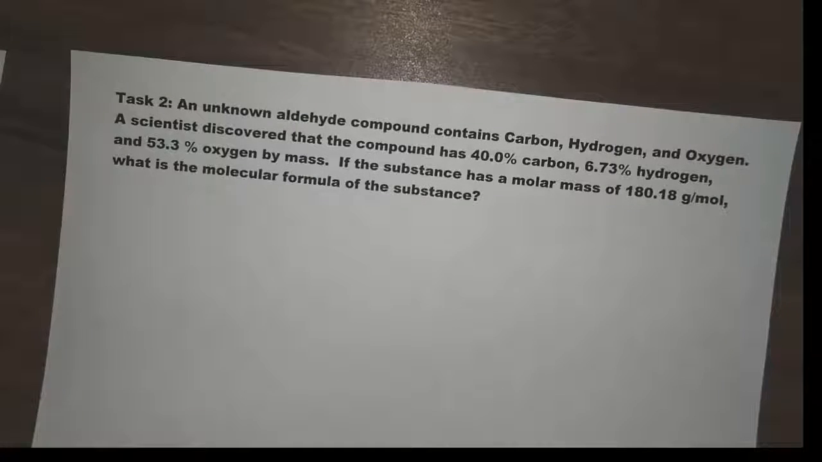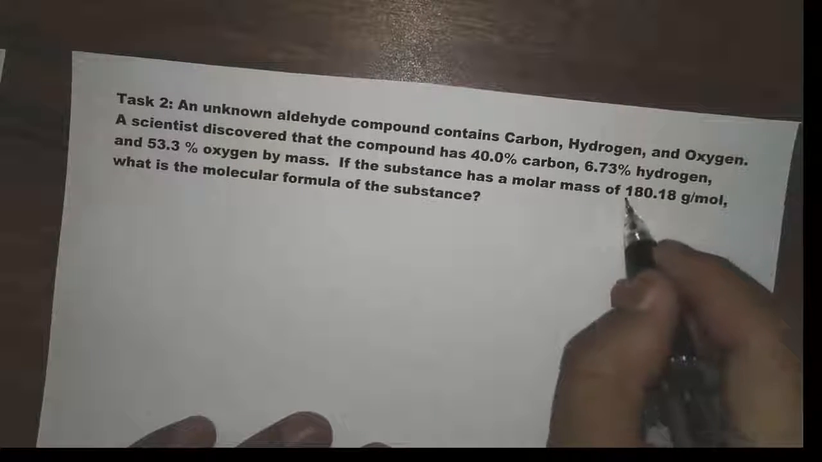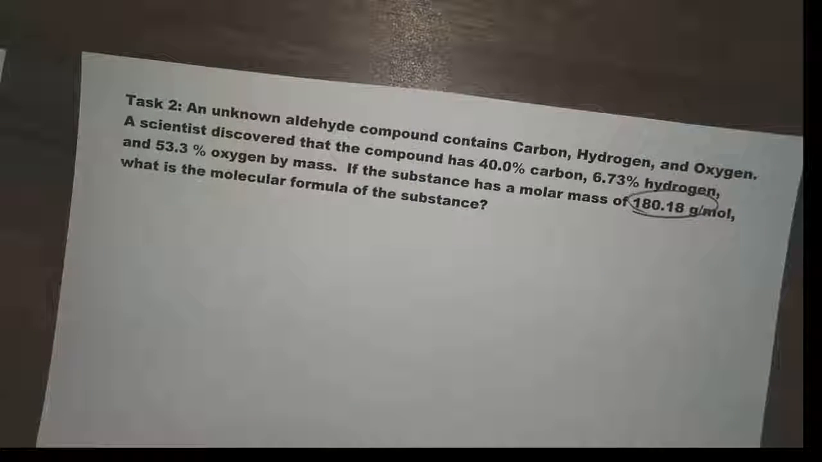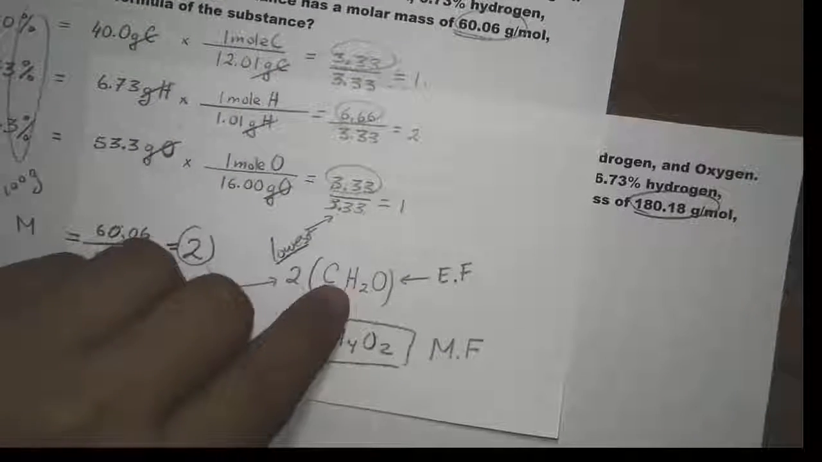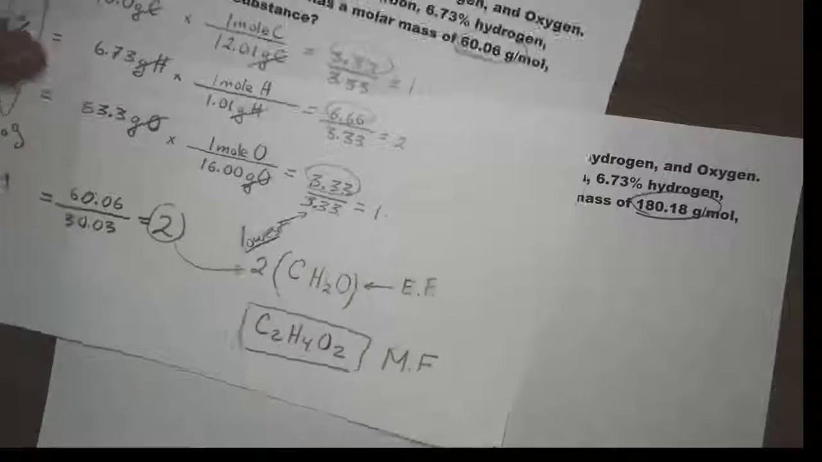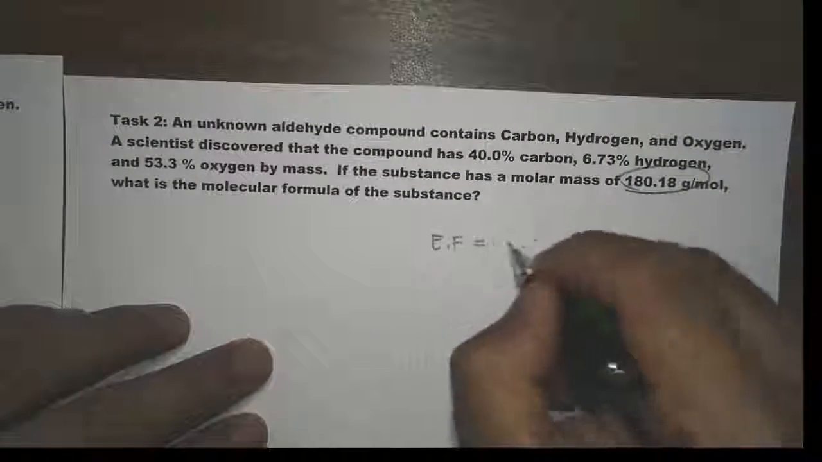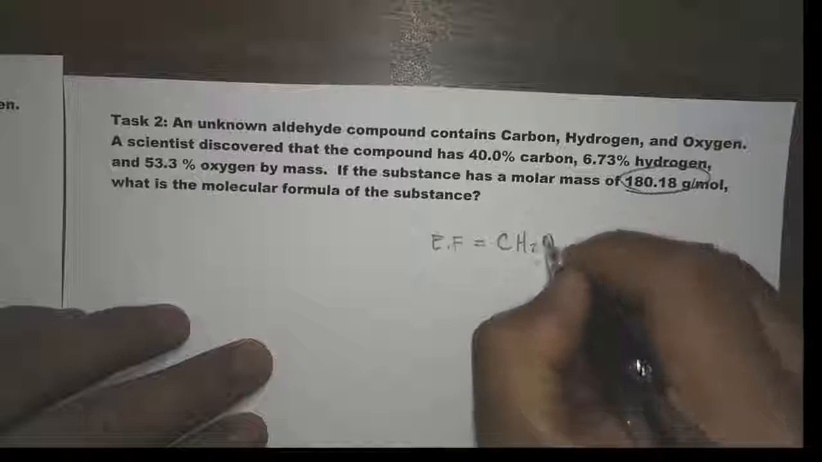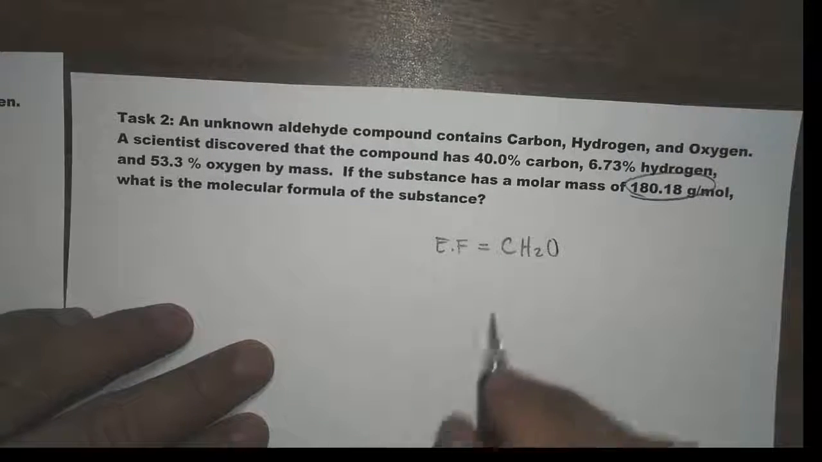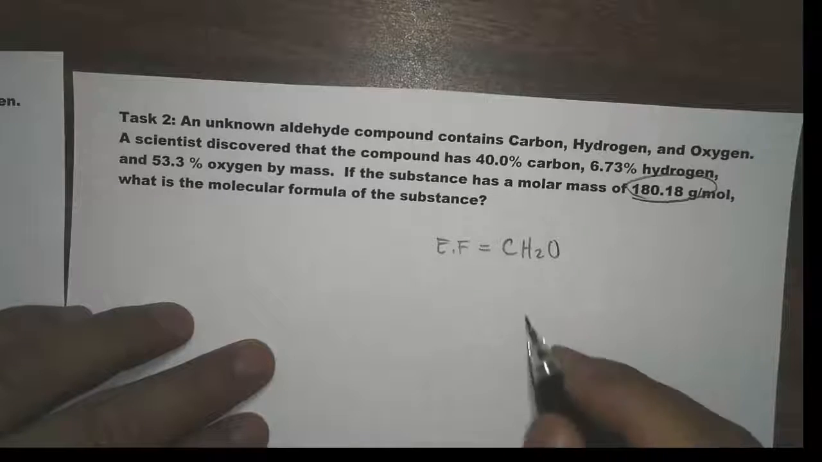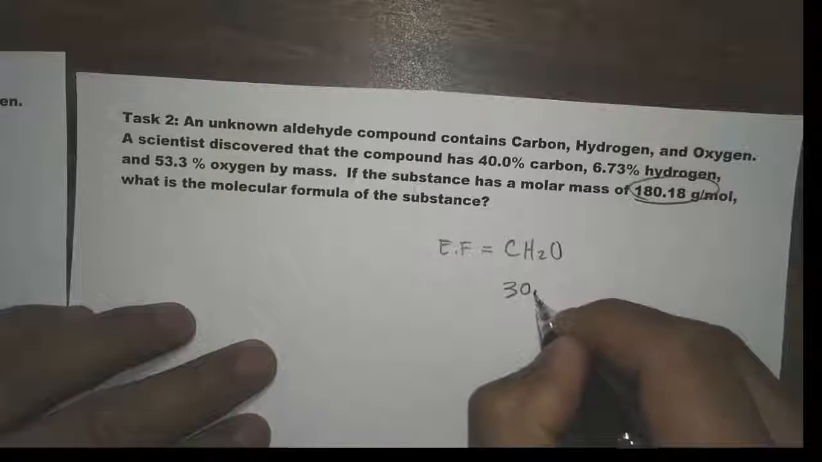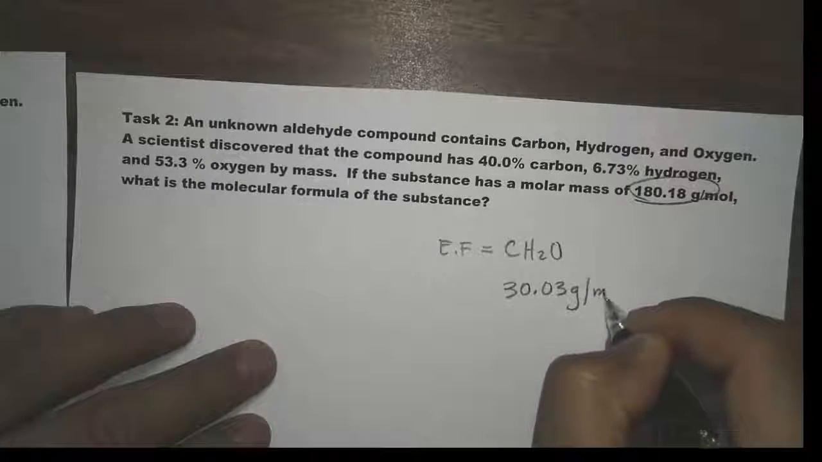In this case, we have the same scenario, okay? But the only thing that's changed is the molar mass of the actual substance. Now, going back to our previous problem, we have the empirical formula right there. So our EF in this case is CH2O. And we know the molar mass of this empirical formula is 30.03 grams per mole. Okay?